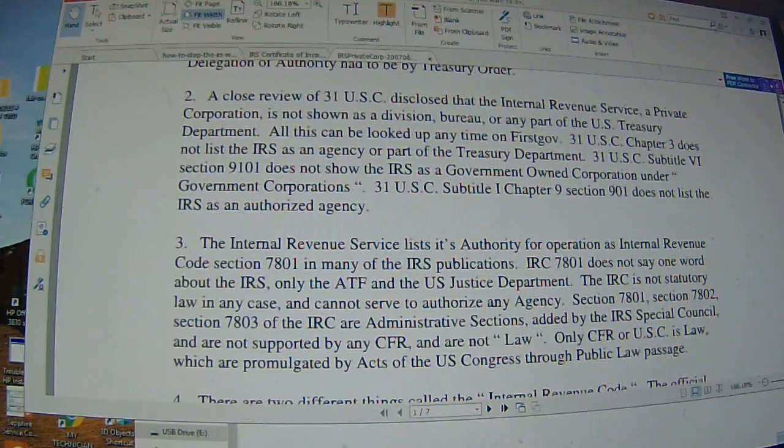Now I want to add that I found out a long time ago, because if you would get an old phone book, if you still have one around the house, open it up and look in the blue.